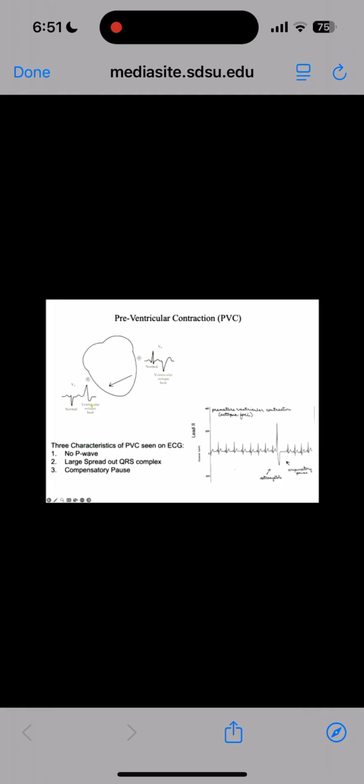And the things that we look for, and this was from actually a student a number of years ago. Our ECGs are a little bit different now, but you can see P, QRST, P, QRST, and after the T wave, there is no P wave. This is the large spread out QRS complex, and it's large and spread out because it is now spreading through gap junctions through the entire ventricle. So that's why the appearance is large and spread out. And then you have the compensatory pause, and then things start again.